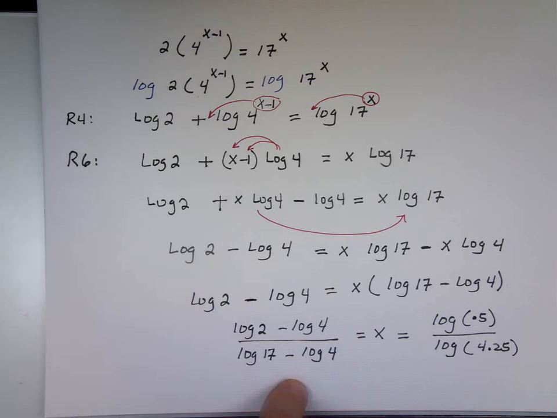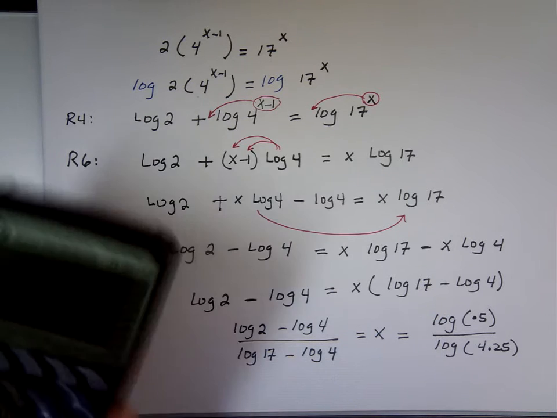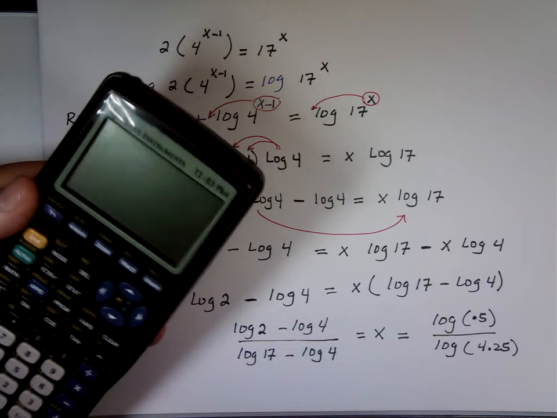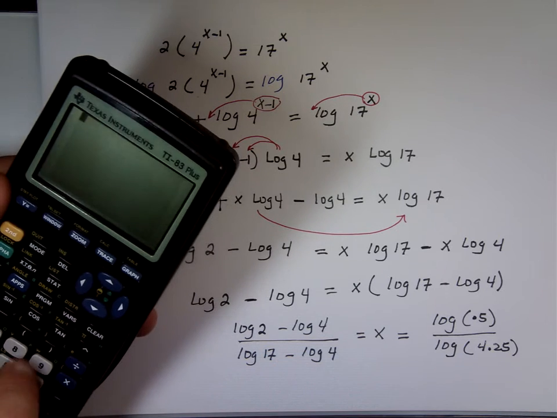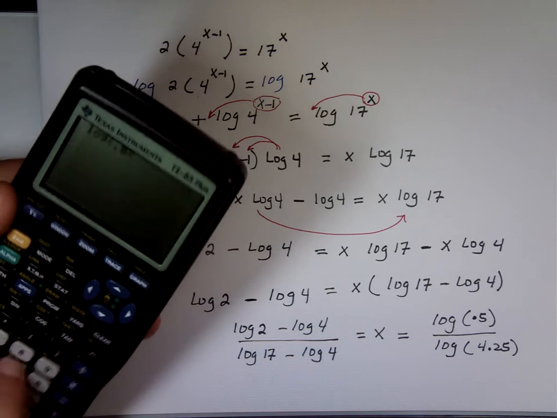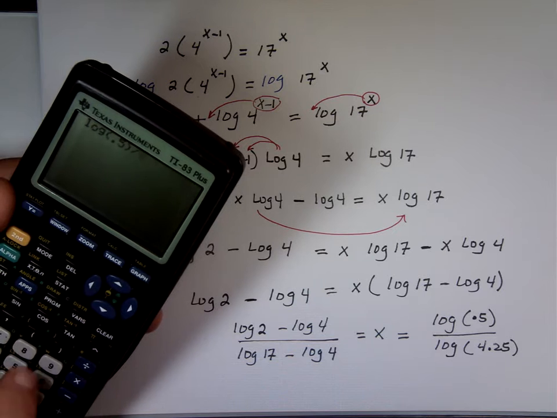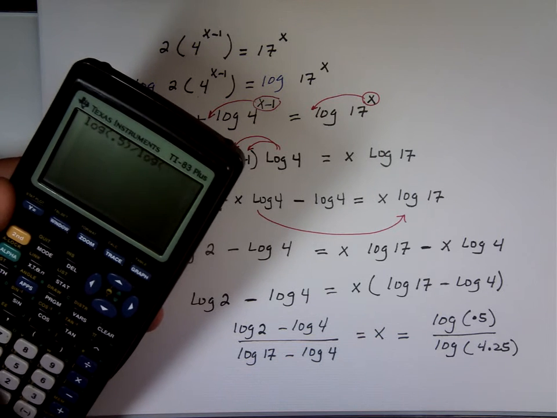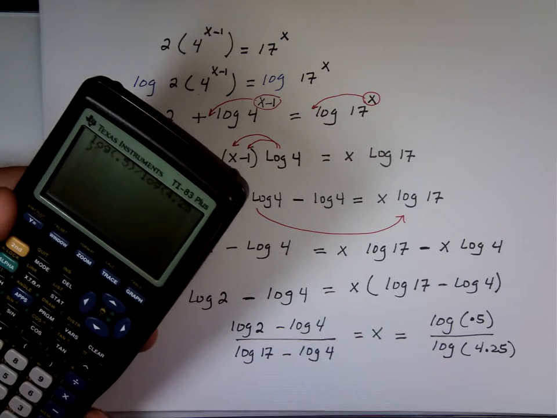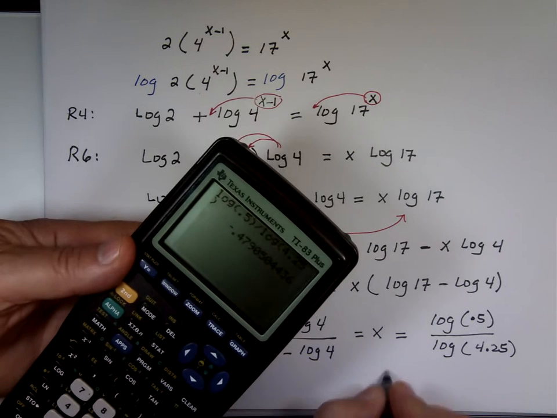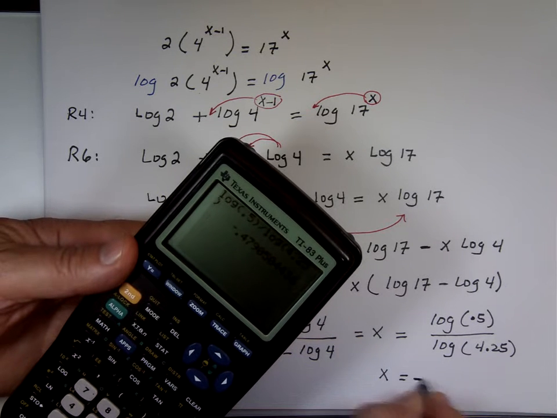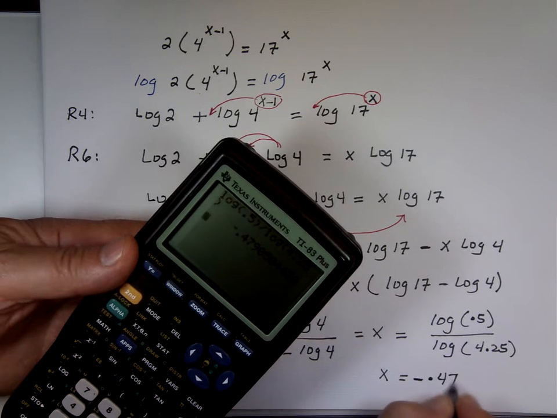But if you want to find the answer now, you can divide them on your calculator. Here, go, I got it now. Clear. The log of 0.5 divided by the log of what? 4.25. So x will have to be negative 0.479.